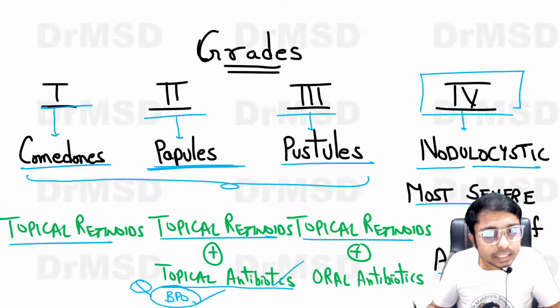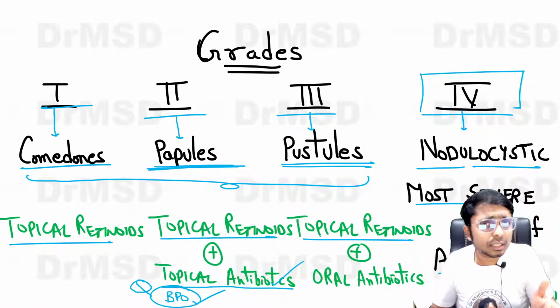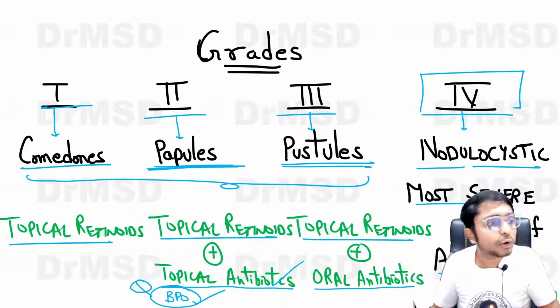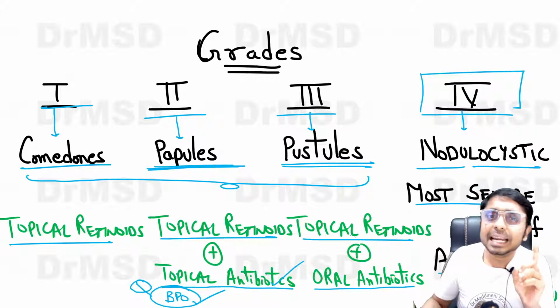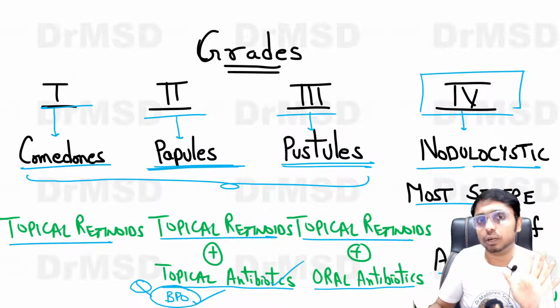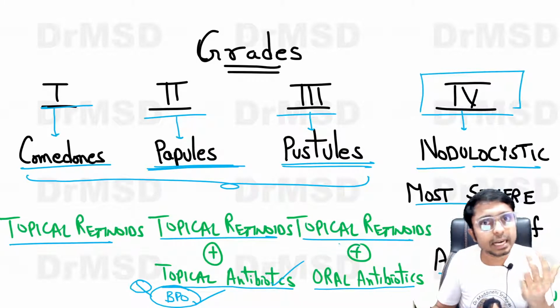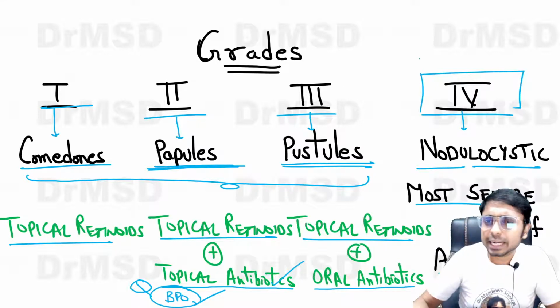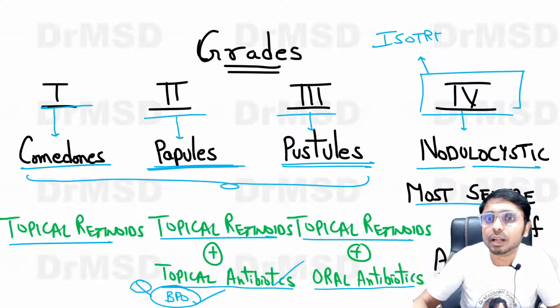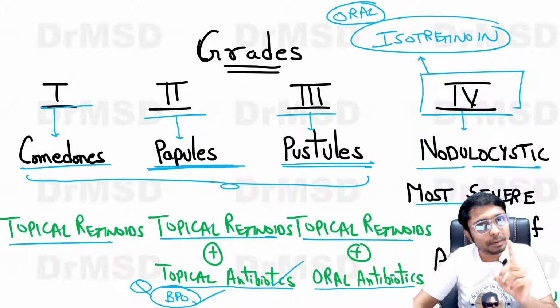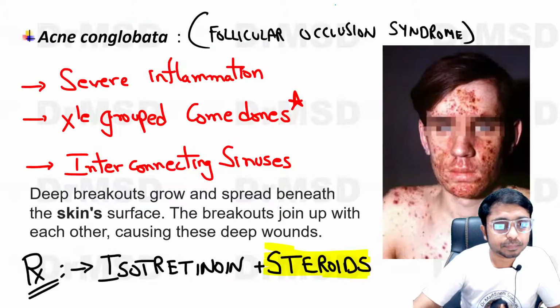And in the grade 3, as you can see, pustular lesions are there. So it is much more complex, and the treatment needs to be more aggressive. So we are going to add oral antibiotics. In this, tetracycline group of drugs are very important for you to remember: minocycline and doxycycline. And also we can use azithromycin and erythromycin. Whereas in grade 4 acne, the only important medication which you must remember is isotretinoin. Isotretinoin is an oral medication. Isotretinoin is not available as a topical medication. Very, very important for you to remember.